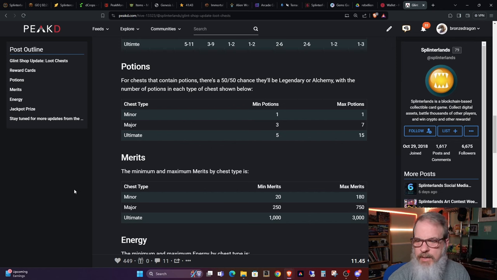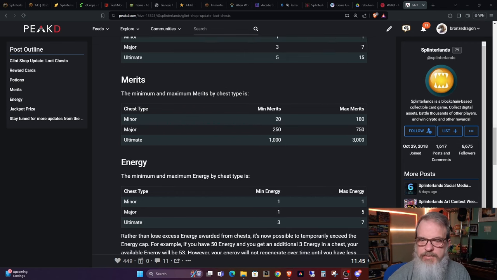Okay, and on the merits, which we talked about a minute ago, the minimum merits go from 20 to 180 in the minor chest, up to 1,000 to 3,000 in the ultimate. I was watching KGM Jam earlier, and he drew enough in an ultimate chest to buy a Gladius case. That's a good value. You open a chest and get enough to buy a Gladius case, which for most people is a good deal, because it will serve in most cases to strengthen your deck. And to boot, he got a Quora.